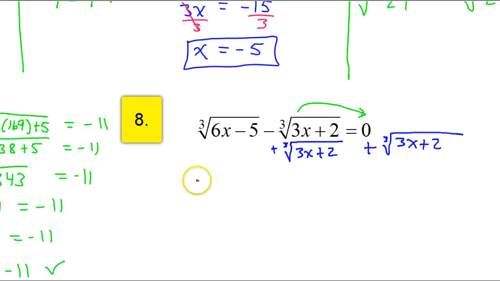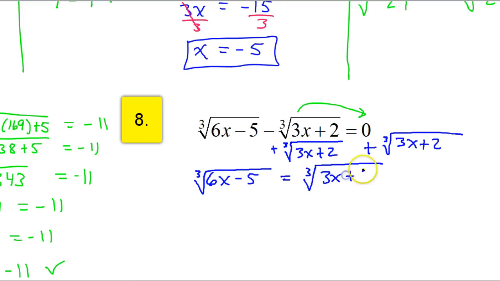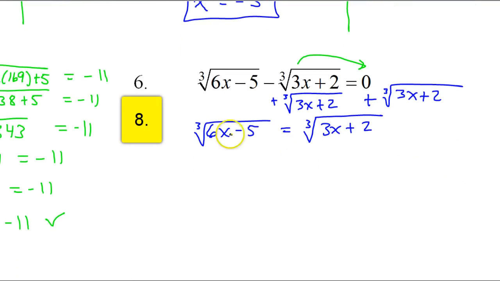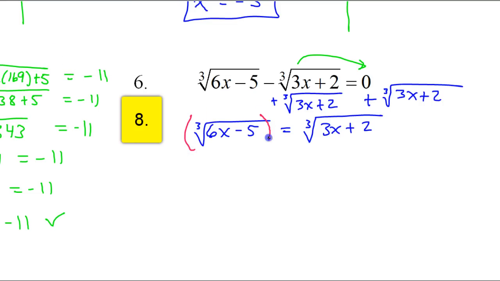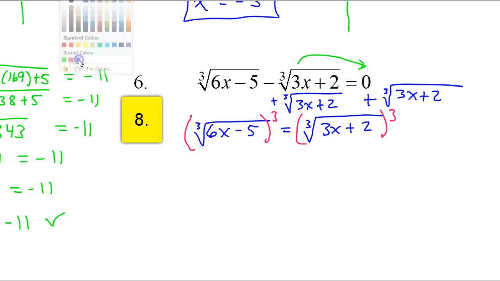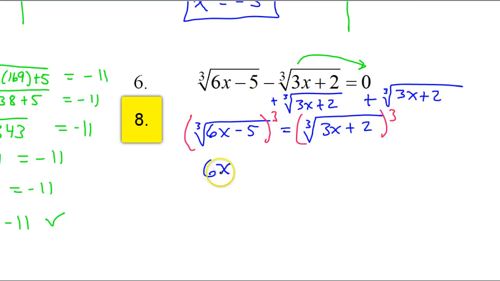So that is going to give me the cube root of 6x minus 5 equals the cube root of 3x plus 2. Alright, now if I want these radicals to go away, I can just cube both sides. So that will cancel out the radicals. So that will leave me with 6x minus 5 is equal to 3x plus 2.